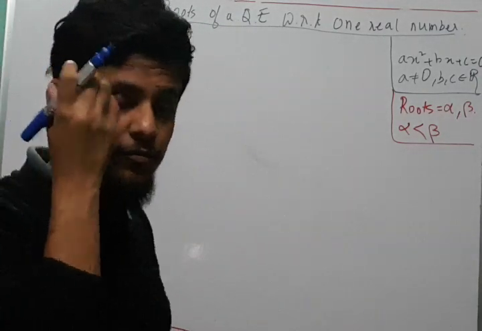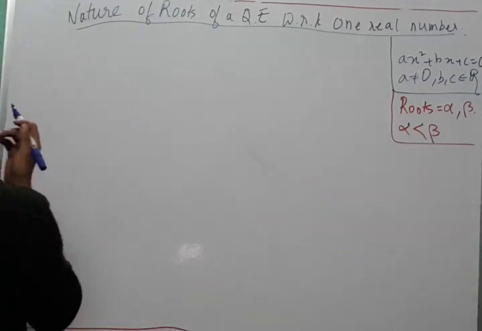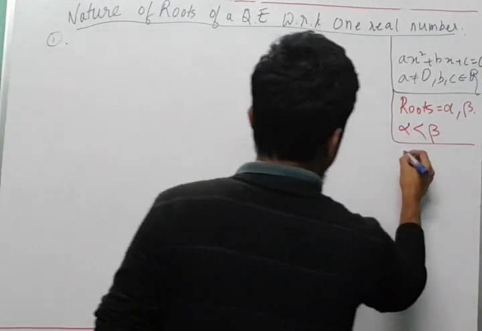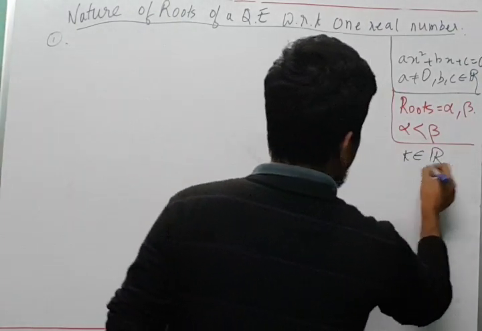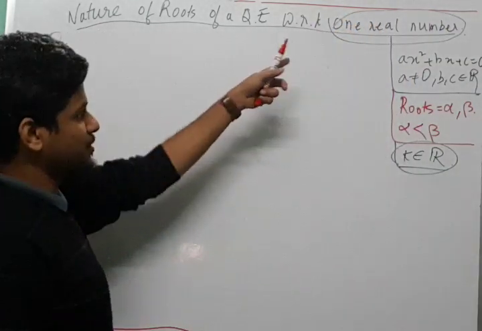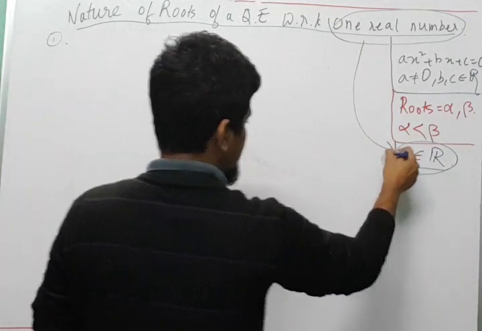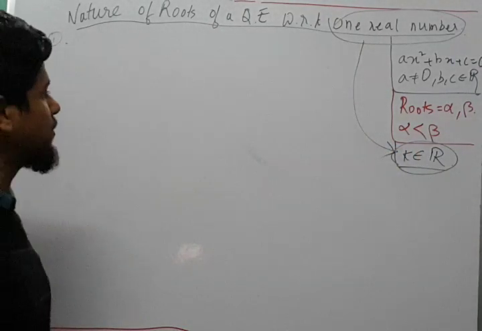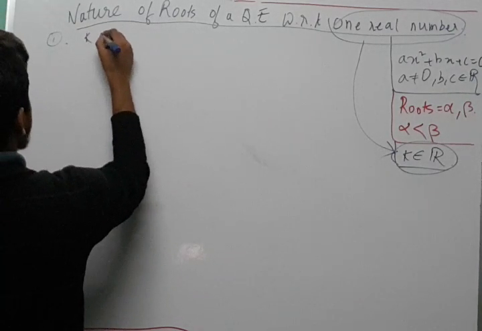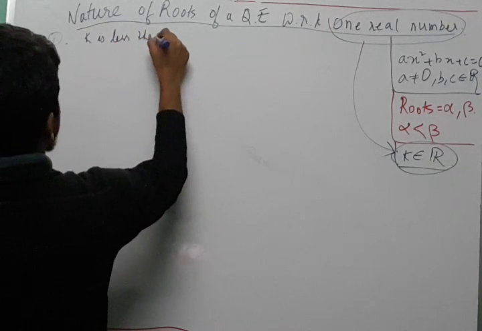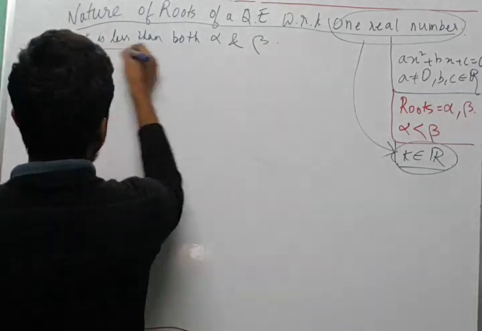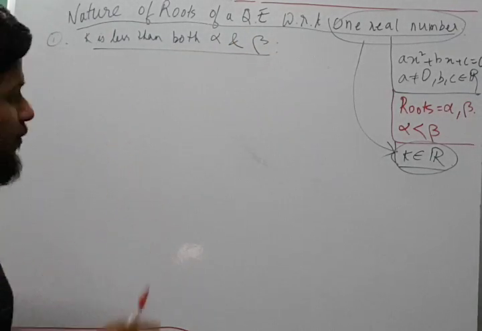Now the first thing that we'll try to incorporate is what happens when we take k, which belongs to the real numbers. We'll consider the real number that we are talking about with respect to one real number. This real number is basically denoted by k. Now what happens when k is less than both alpha and beta? So this will be the first case that we'll be discussing.